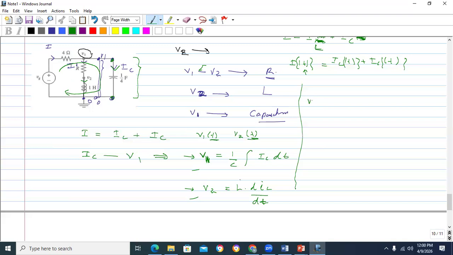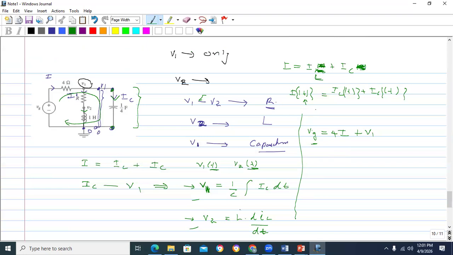So VG is equal to IR, I into 4, that means 4I. And that is the V1, the voltage across the capacitor. So I can directly write it as V1. So VG is equal to 4I plus V1. VG is given, so you can use this VG.